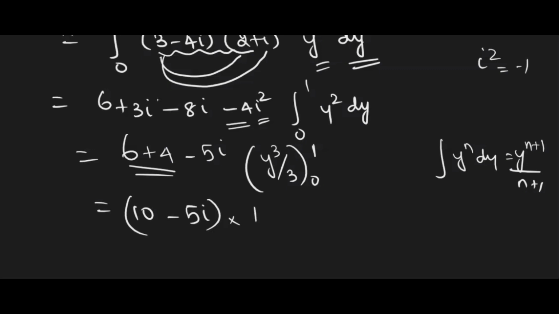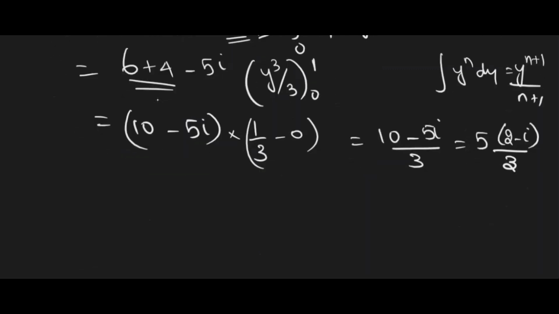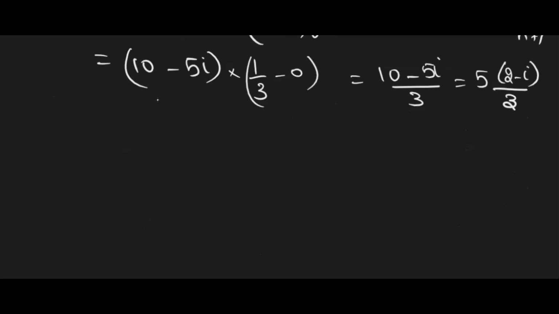So this is 10 minus 5i into, only the upper limit 1 by 3 minus the lower limit 0, so 1 by 3 minus 0. So this is (10 minus 5i) by 3. If you want, you can take 5 common and write 5 times (2 minus i) by 3. This is your integral value along the path x is equal to 2y. Now the same question, if I give along the real axis up to 2.